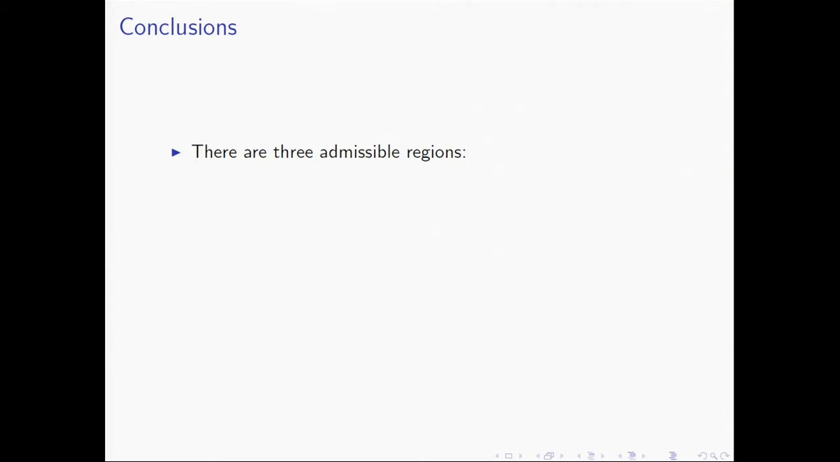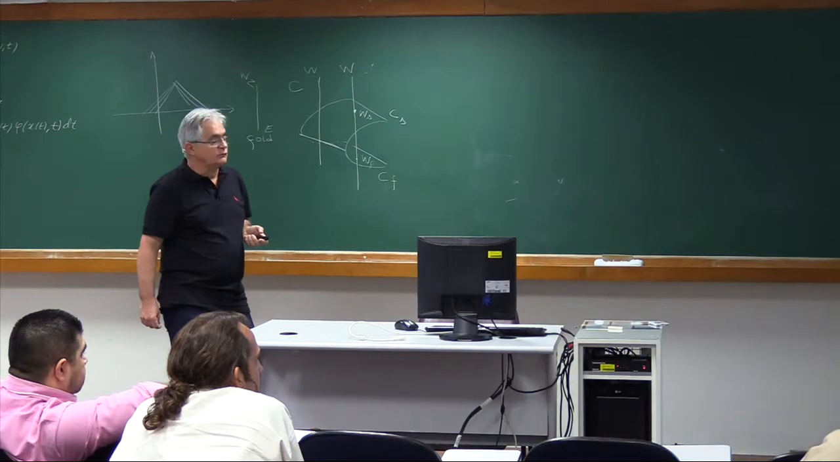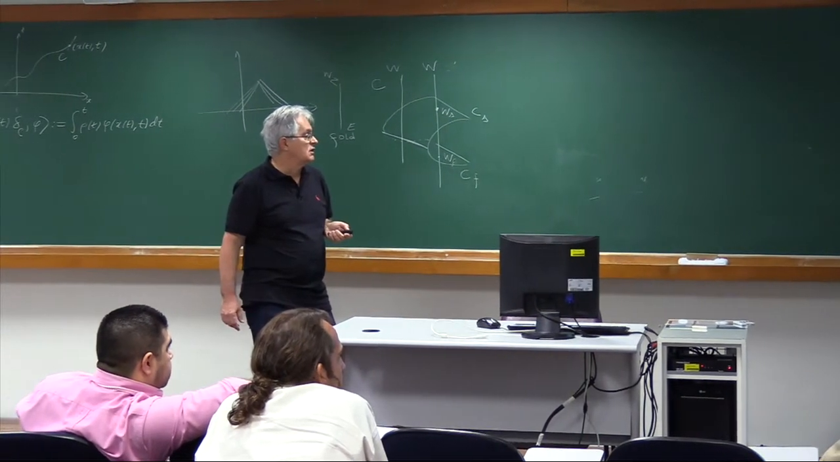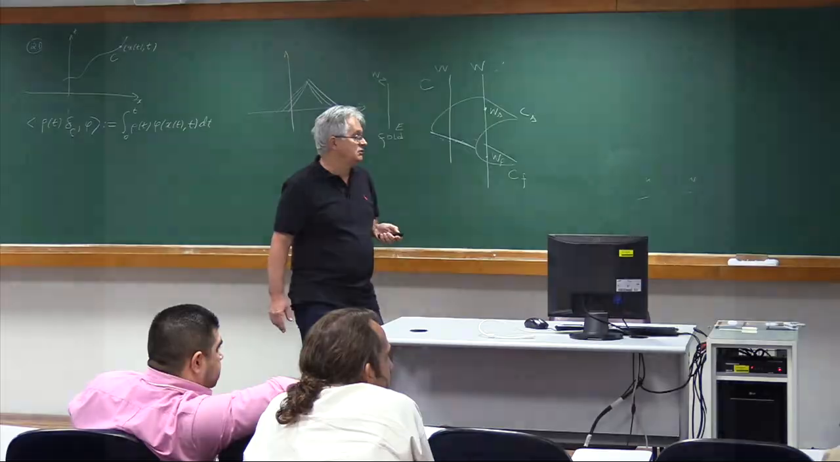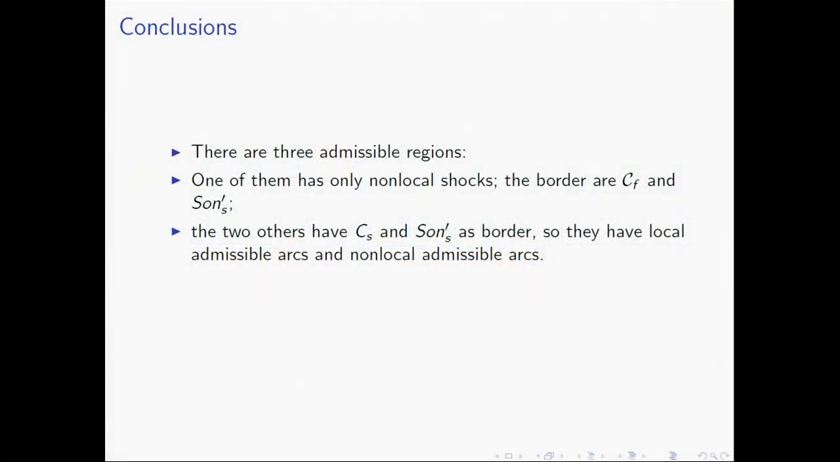The conclusion is there are three admissible regions. In 12 regions, there are three admissible regions. One of them has only nonlocal shocks. The borders are CF and CS. Then we have only sonic shocks. There are two other regions where we have CS and sonic prime S borders. So they have local admissible arcs and nonlocal admissible arcs.